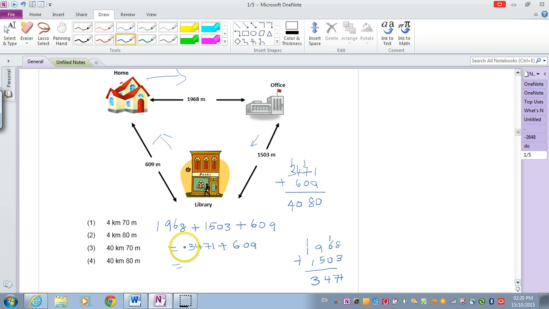Now once again, you must know your conversion well. You must know that 1 kilometer is equal to 1000 meters. Can you see the K here? K tells you that it's 1000, right? So if I have 4080 meters, that will be 4 kilometers and 80 meters. So the answer should be option 2.